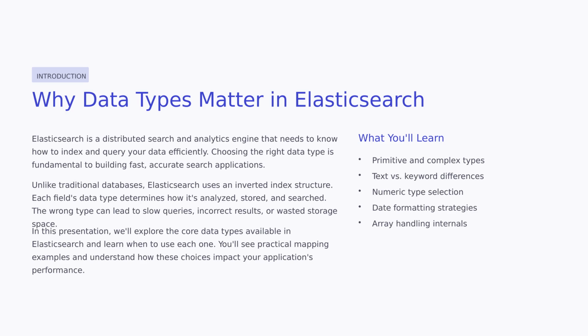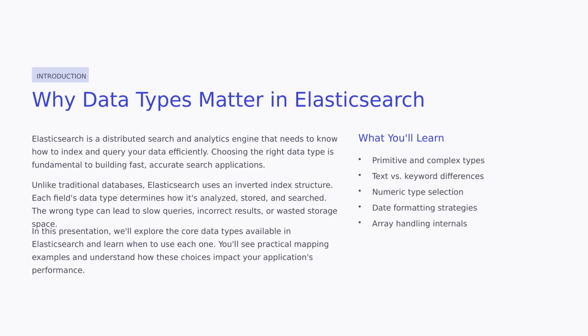Why do data types matter in Elasticsearch? This powerful search engine relies on efficient indexing and querying to deliver fast, accurate results. Each field's data type plays a critical role in how data is analyzed, stored, and searched within Elasticsearch's inverted index structure. Choosing the right type is key to avoiding slow queries, inaccurate results, and wasted storage space.